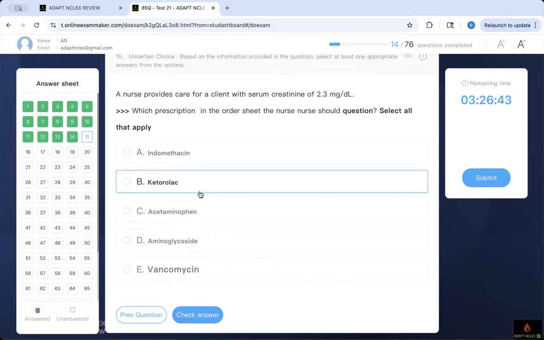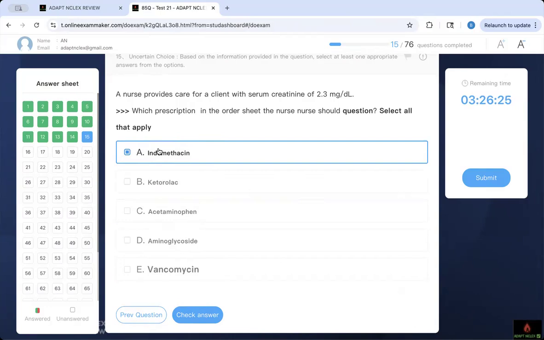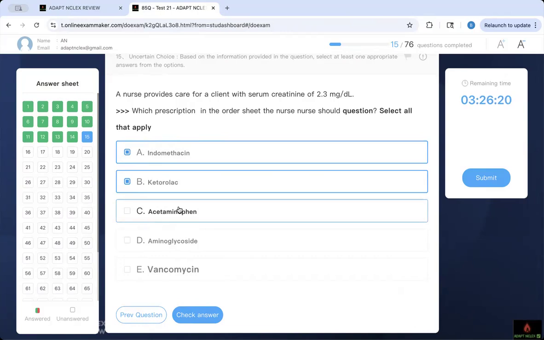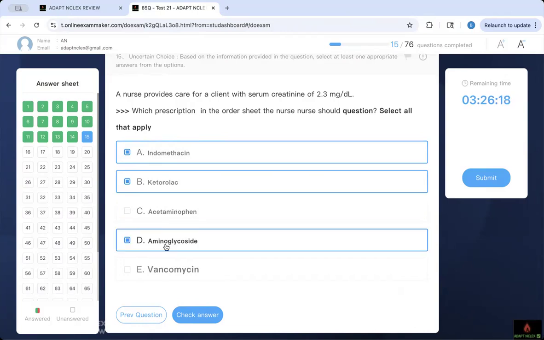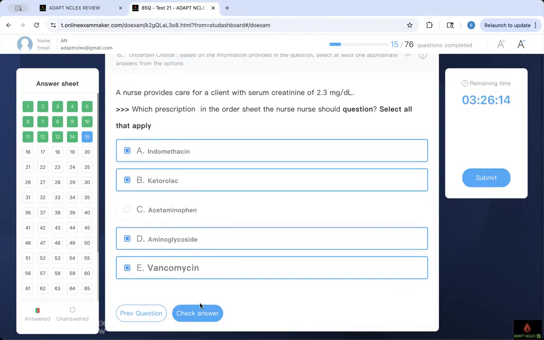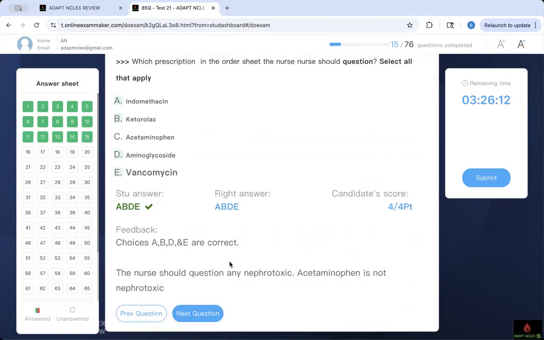Indomethacin, Toradol, acetaminophen, aminoglycoside, vancomycin. Which of these should you not give to a patient who has renal failure? You pick your answer. I can tell you NSAID right away. You should not give it to them. This is another NSAID. Acetaminophen is okay. Aminoglycoside affects your kidney, and vancomycin, that's the same thing. These are the drugs to avoid.